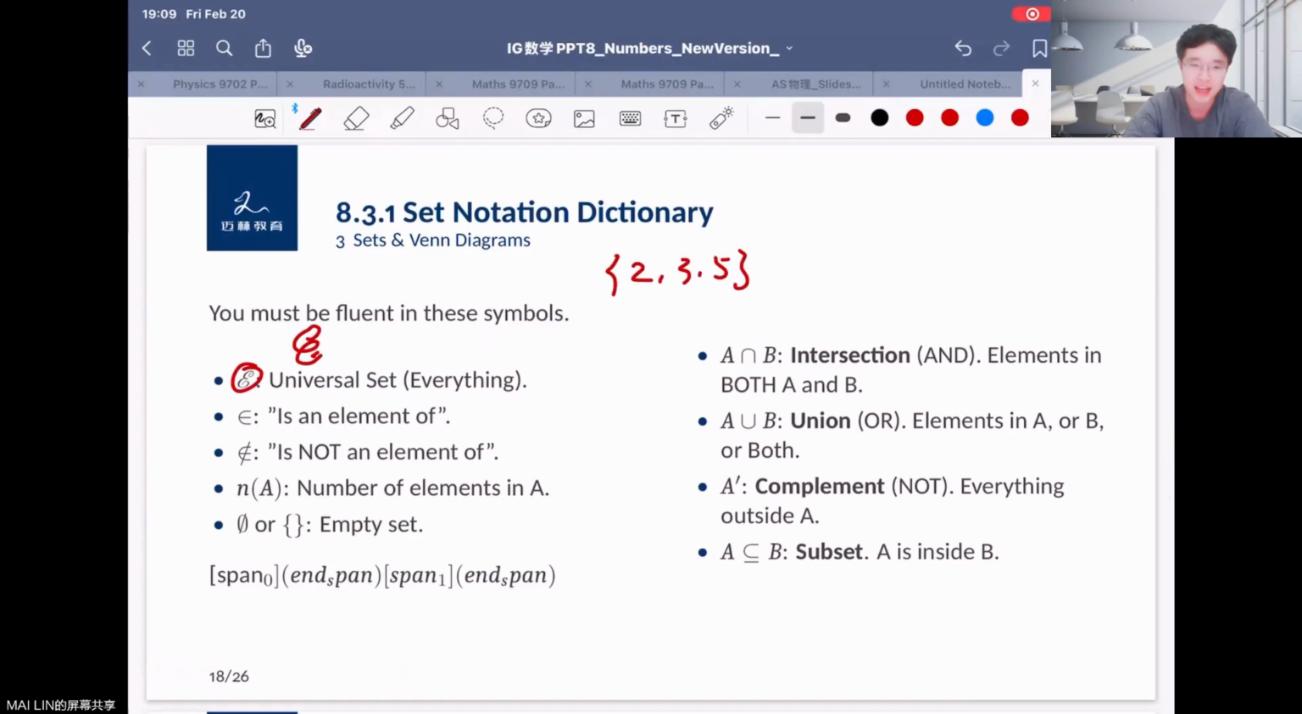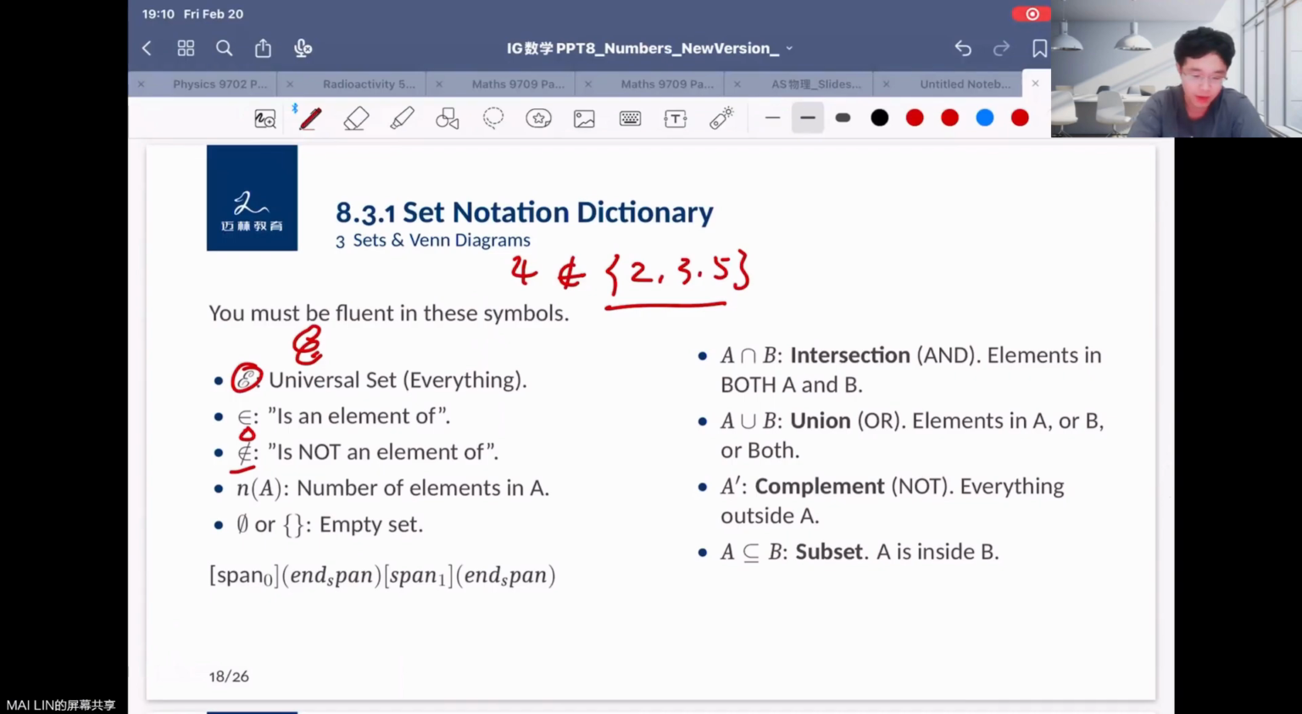Another symbol is "an element of." Like here, if you have the set 2, 3, 5, then 2, 3, 5 are elements in the set. So we can say 2 is an element of {2, 3, 5}. And here is the symbol for "is not an element of." If we have a 4, then for the set of the combination 2, 3, 5, 4 is not in it, right? So 4 is not an element of {2, 3, 5}.